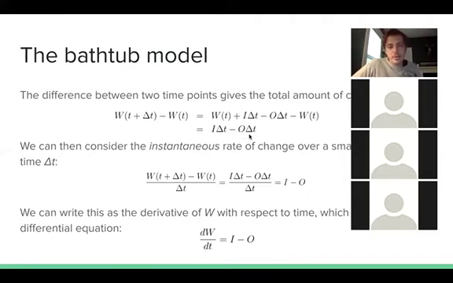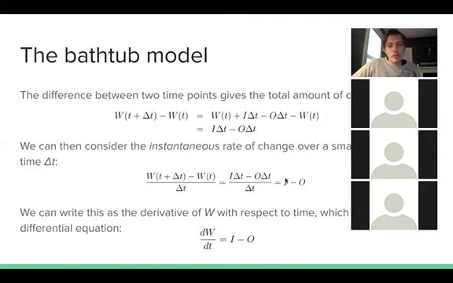And now what we can do is consider the overall instantaneous rate of change. So what is the rate at which the amount of water is changing in our tub over time? We can do this by taking the difference in the amount of water between two different time points and dividing by the time that has elapsed, or delta t. So if we divide both sides of this equation by delta t, what's left over is just the instantaneous rate of change, which is equal to I minus O.